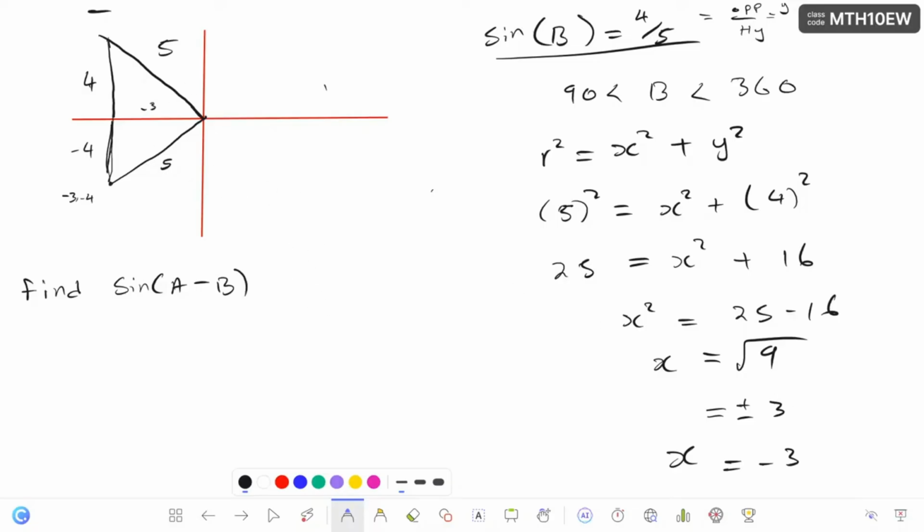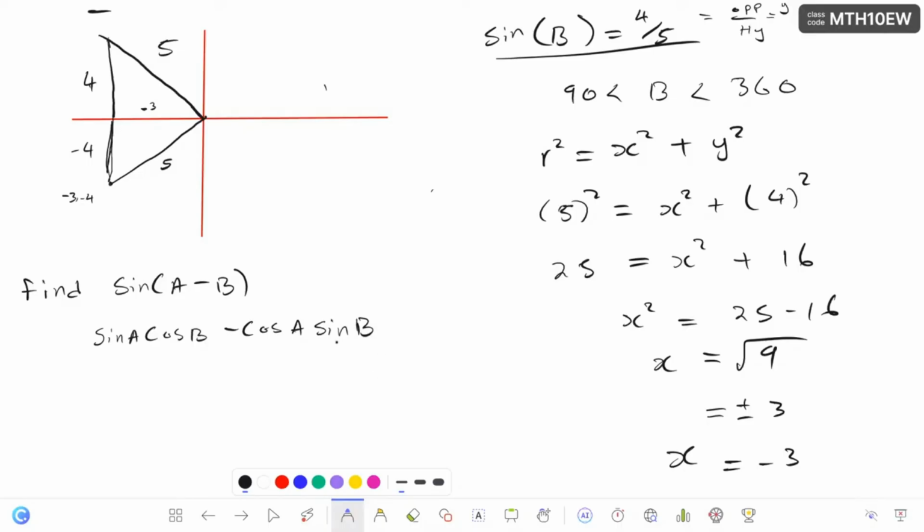So, okay, now we have this graph. So it's -3 for both triangles. For the upper one it's +4, the one that is down is -4, and the hypotenuse is the same, 5, 5. So in order to find this one, we know there's a rule for sine: sine A cos B minus cos A sine B. Yes, we're going to use this one.